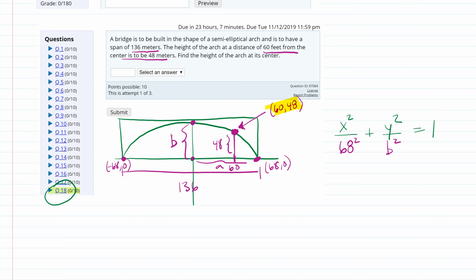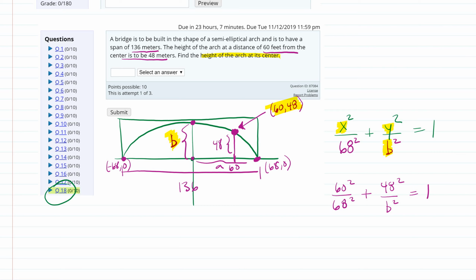What do we do with this information? We stick it in here for the x and the y. When we do that, that's going to allow us to solve for b. Once we have solved for b, we know the answer to the question, which is what's the height of the arch at its center. So this is what that looks like: 60 squared over 68 squared plus 48 squared over b squared is equal to 1. Go to your calculator.